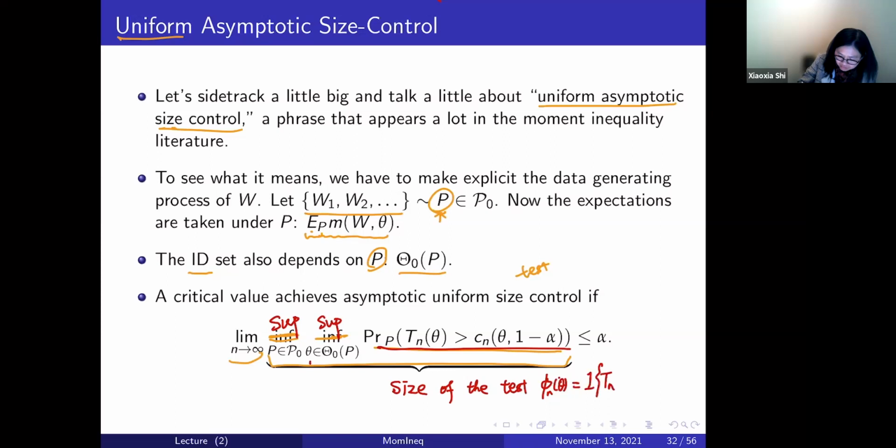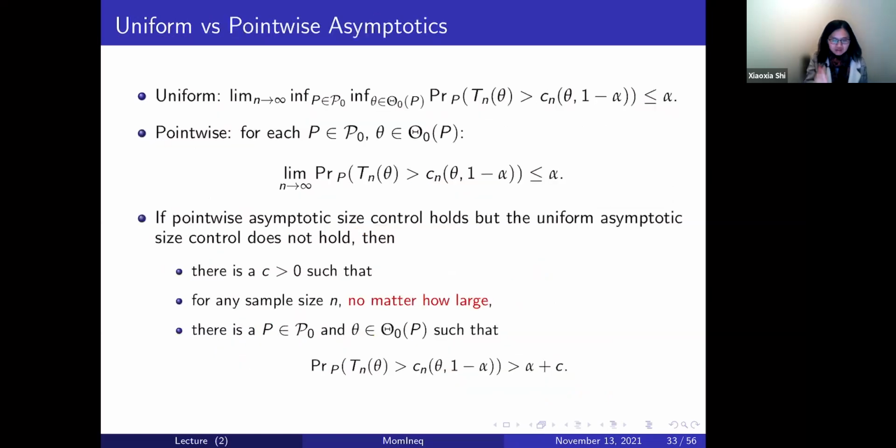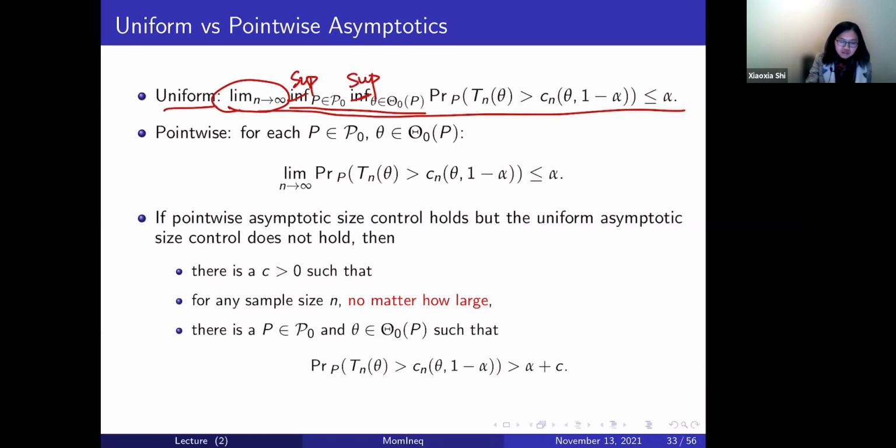Of the test that rejects the null if Tn is bigger than the critical value. So the supremum is the size, because size is defined to be the worst rejection rate under the null hypothesis. And the uniform size control simply requires the limit of the size is bounded by alpha. And the limit is taken after you take the supremum. So these are all supremum. And when this requirement holds, we say that the test has uniform asymptotic size control.